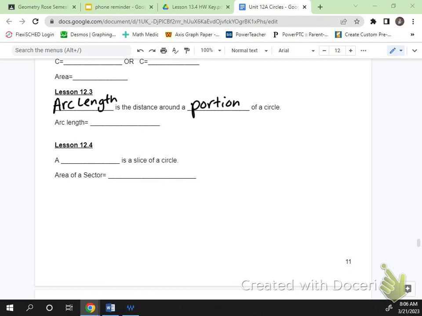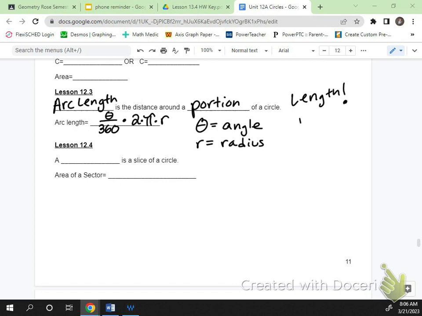And then we'll write out the formula. It was your angle, theta, divided by 360, times 2 times pi times r. Again, theta is your angle. R, once again, is your radius. When we're finding an arc length, make sure you remember that it's a length. So it would be in inches, or centimeters, or meters. It's not area. There's no square on your units.